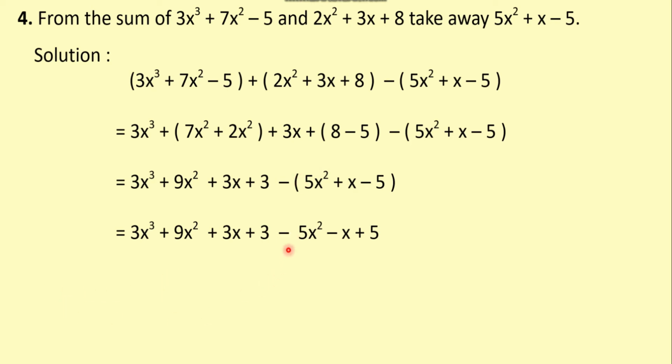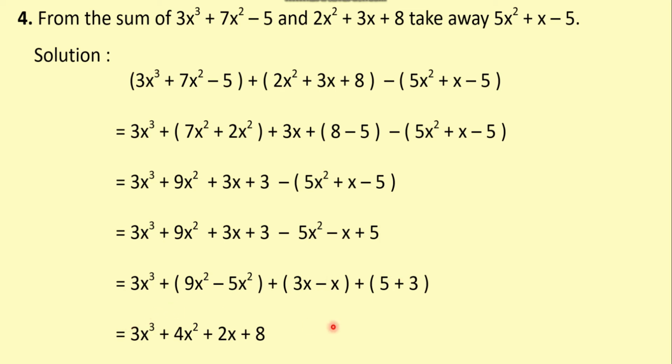Then, group natin again yung mga like terms. So, 3x cubed, siya lang ang grupo. Then, yung mga x squared, 9x squared and yung negative 5x squared. Yung mga x, 3x and yung negative x. Then, lastly, yung constant, 3 and 5. Then, simplify lang again. 9x squared minus 5x squared is 4x squared. 3x minus x is 2x. 5 plus 3 is 8. So, ito na yung final answer.